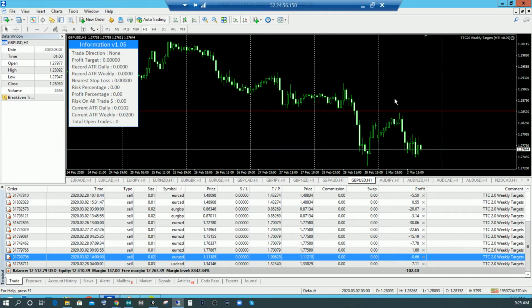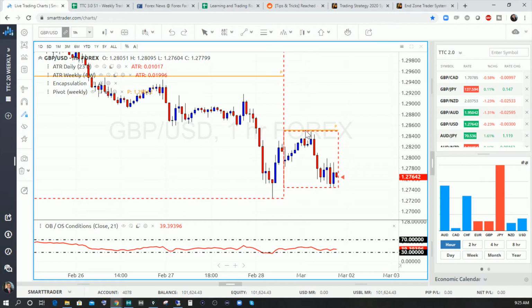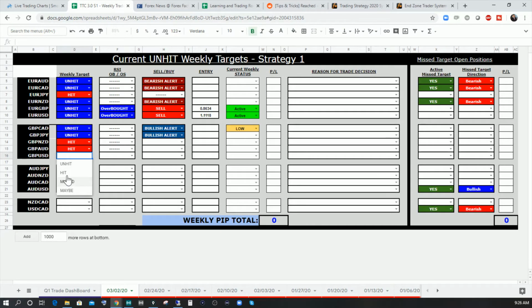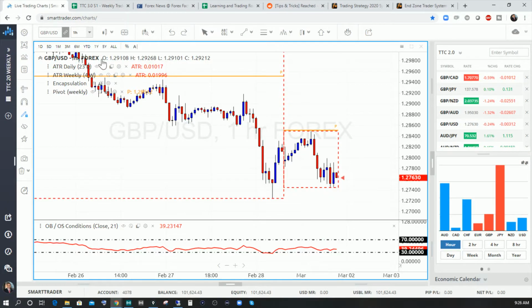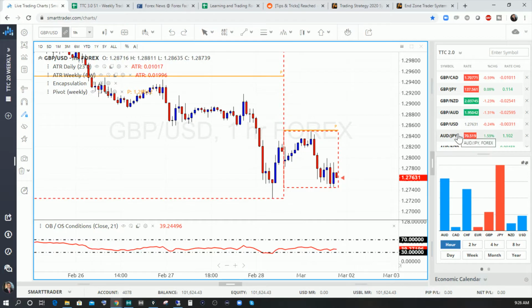All right, very important that you note that we trade on the MT4 platform. If you trade with FXCM, trade with Oanda, or trade with any other sort of software, you have to realize that even though it may say you've hit it on your charting software, that's not what you're using to trade. So I'm going to call this an unhit target. And we're probably going to look for a bullish alert on this one right here. All right, so this is an unhit target. Look for the bullish alert on that one. Let's go to Aussie JPY.